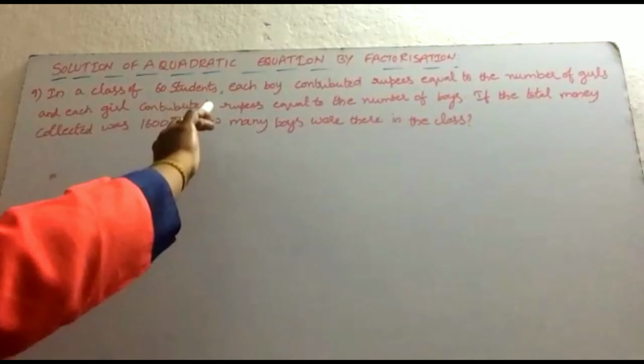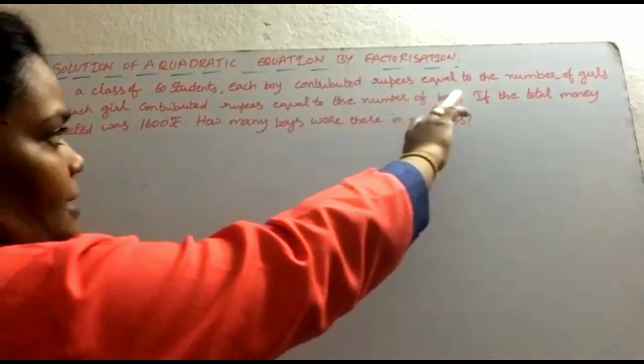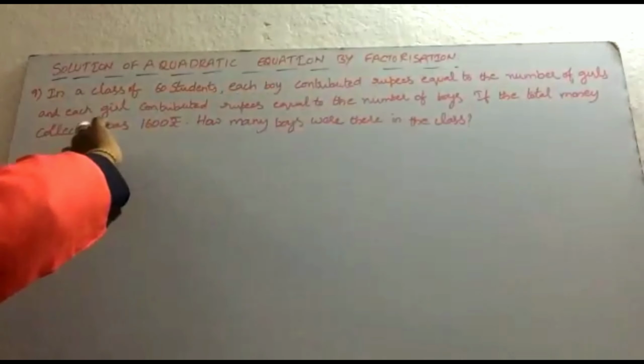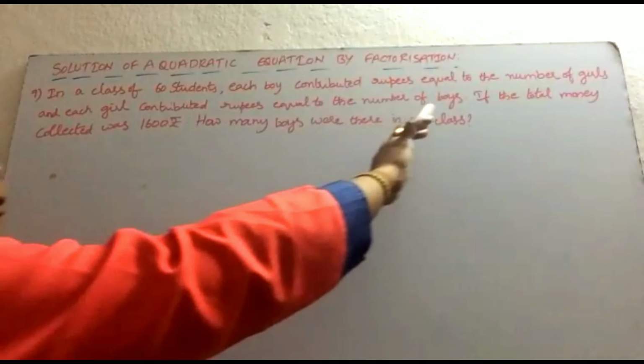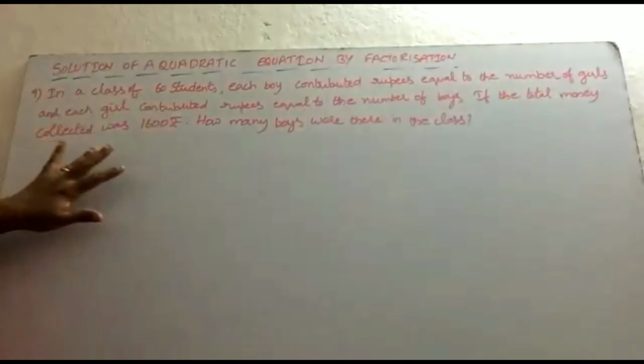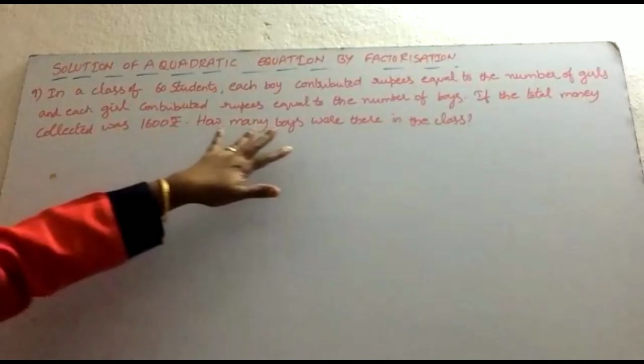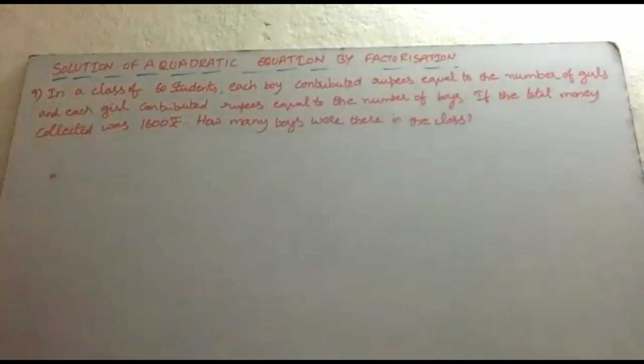In a class of 60 students, each boy contributed rupees equal to the number of girls and each girl contributed rupees equal to the number of boys. If the total money collected was 1600 rupees, how many boys were there in the class?